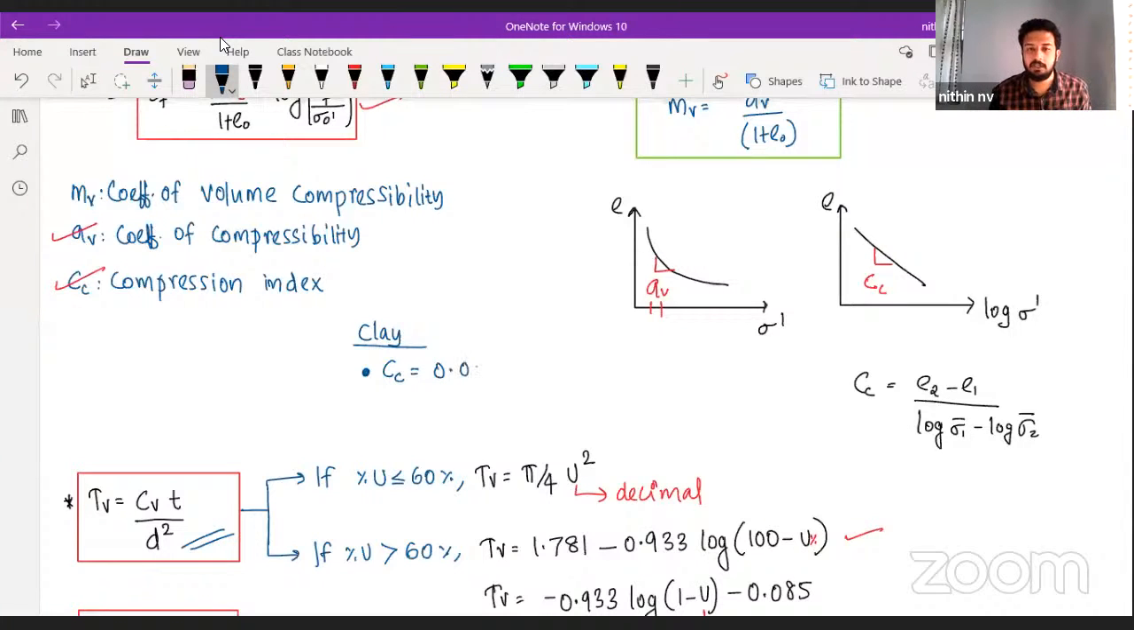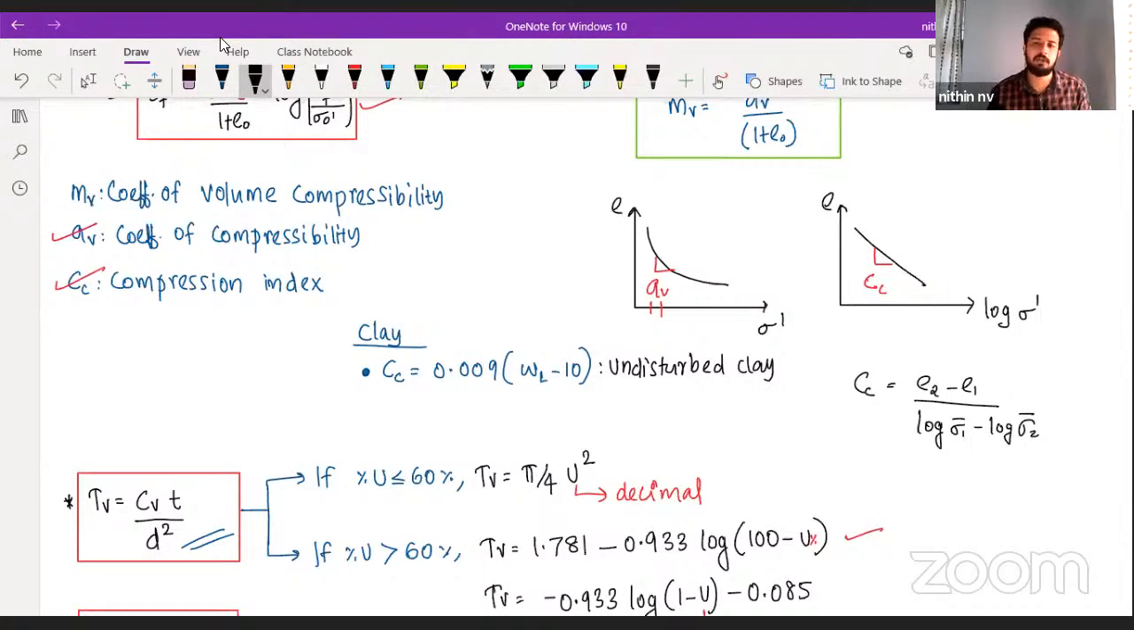What is that? 0.009 into (WL minus 10). This WL stands for liquid limit. We can directly calculate like this. Actually, we have two equations. This is for undisturbed clay. By default, this is our equation if no data is available.